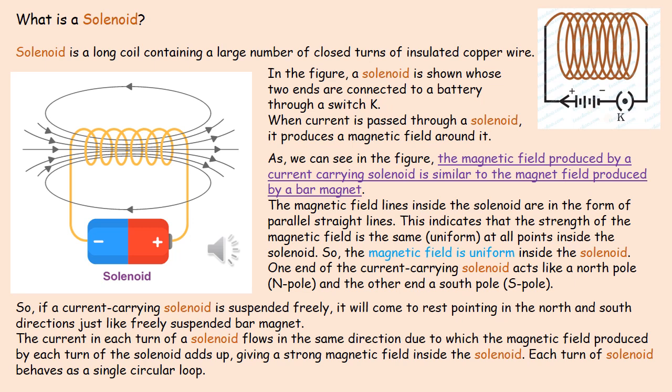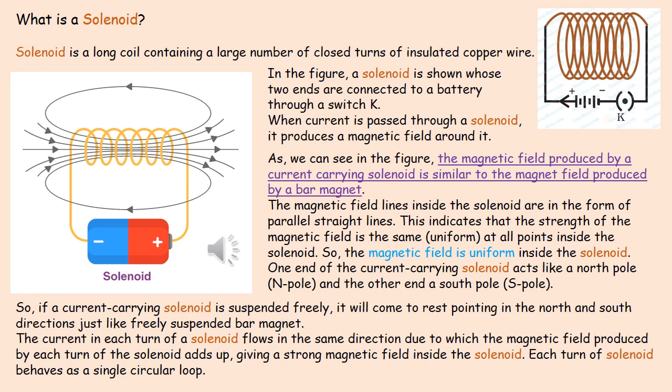Now, what is a solenoid? A solenoid is a long coil containing a large number of closed turns of insulated copper wire, as you can see in the figure beside. We can see that the two ends of the copper coil are connected to two terminals of a battery and it is passing through a switch. The switch is provided so that we can control the passage of current through the circuit, like we can make the circuit on and off. When current is passed through the solenoid, it produces a magnetic field around it.